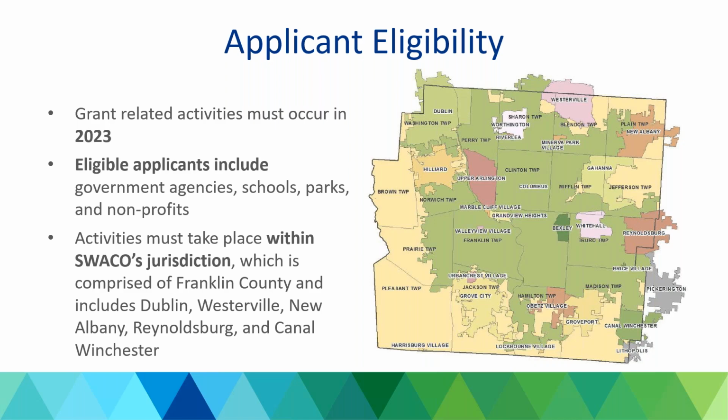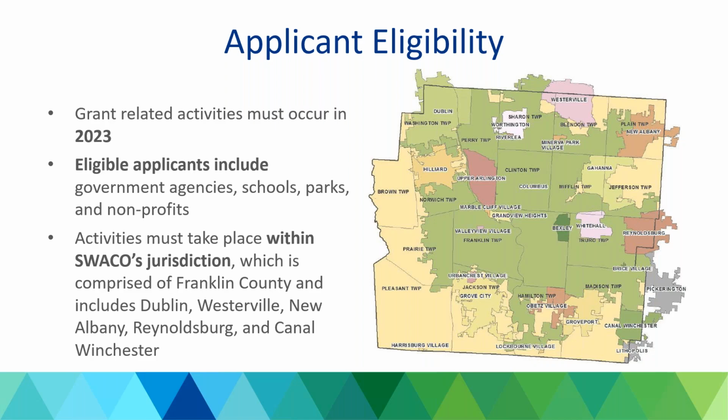In order for an application to be evaluated by our review committee, there are fundamental criteria that must be met. The program activities must occur in the 2023 calendar year. Eligible applicants include government agencies, communities, We have 41 communities within our jurisdiction, the city of Columbus being the largest. Schools, that could be a school district or an individual school, parks and nonprofit organizations, and private for-profit businesses are not eligible under the Community Waste Reduction Grant Program.